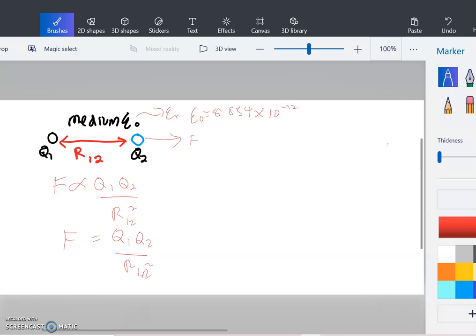Because this is a vector, it needs to have a direction. So here is the vector, and what is the vector here? We say A, R from 1 to 2, the unit vector. A unit vector is a vector with a magnitude of 1. Then we have another constant here, which is 4 pi epsilon naught.